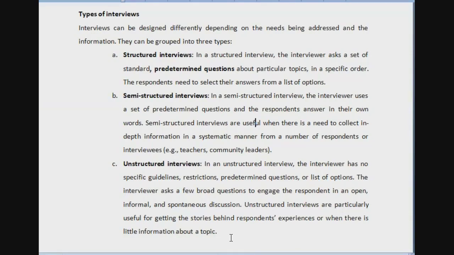That is unstructured. From the names, it's very clear, structured: questions are framed, sequence is framed, options are also given. You just select from there. All right. In semi-structured, questions are framed, but options are free. Like I'm not giving any options. You use your own words and answer accordingly. In unstructured, I just know roughly that this is the area on which I want to ask you questions, but questions and all I have not pre-decided, right? It will be just an informal conversation between two persons.